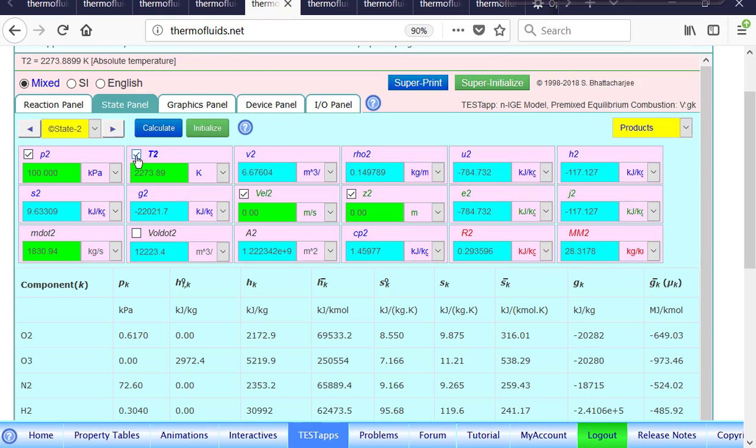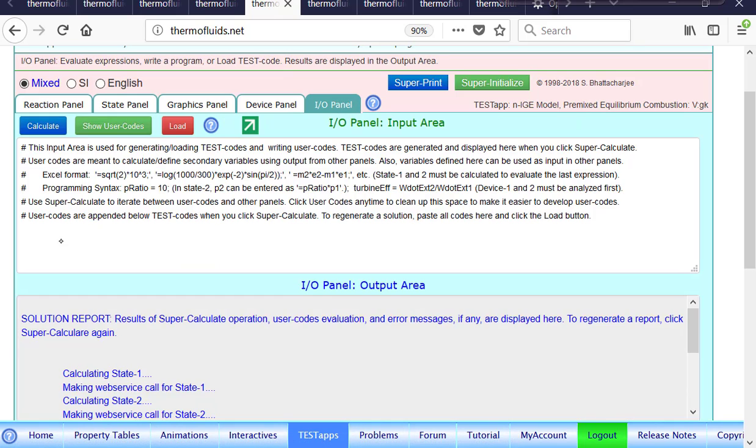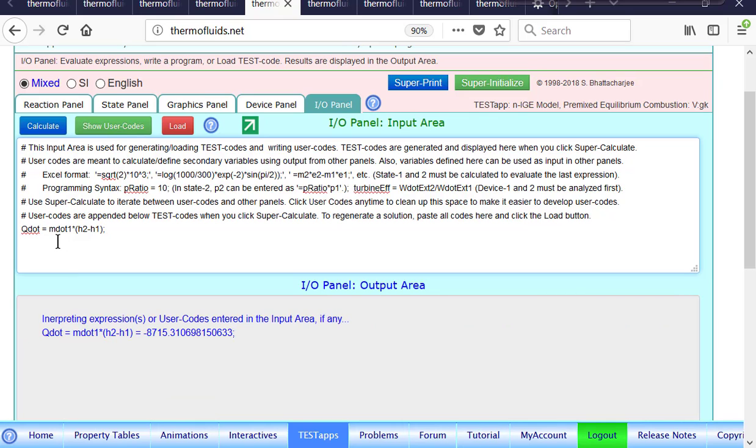In other words, this is the temperature that will produce a heat transfer of 0. If you go to the I/O panel and if you directly calculate Q dot, you will find that it will be very close to your answer. So it's m dot 1 times H2 minus H1. That is the heat transfer. And even though it looks big in kilowatt terms, it is very close to 0 compared to the earlier heat transfer. In terms of the enthalpy, this is very close to a correct solution.